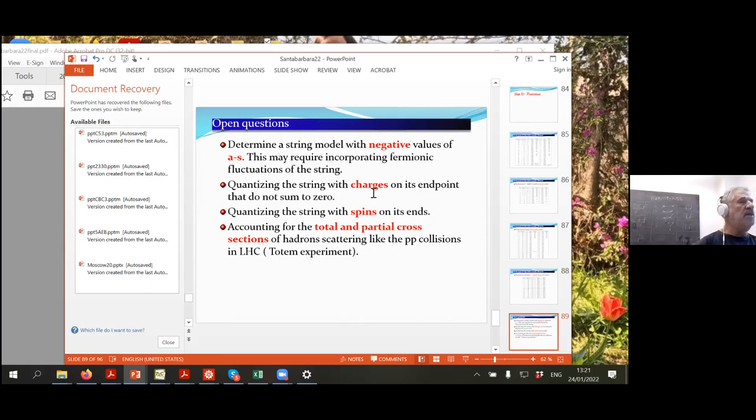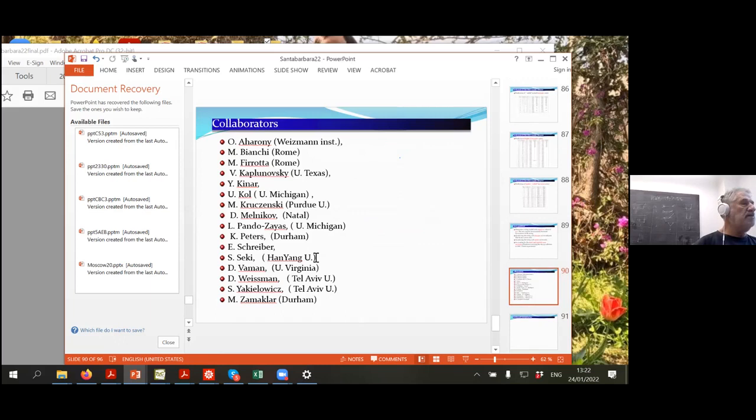Now, we still miss the quantization of a string with charges when the total meson is charged. So when the two charges are not canceling each other; when they are canceling, this is well known. This is the non-commutative geometry story of Seiberg and so on. But when the charge is like for the proton, this was not analyzed, then there is the problem of quantizing the string with spins. And when we want to, in this scattering process, understand the total and partial cross sections, like for instance, the results of the total experiment. Let me flash my collaborators in this program.